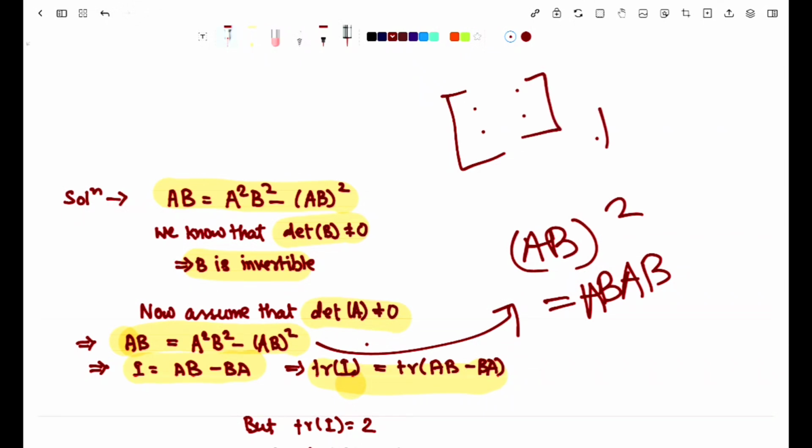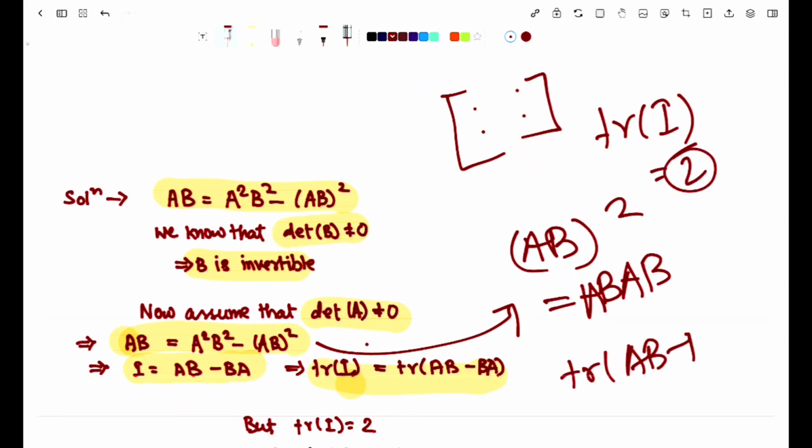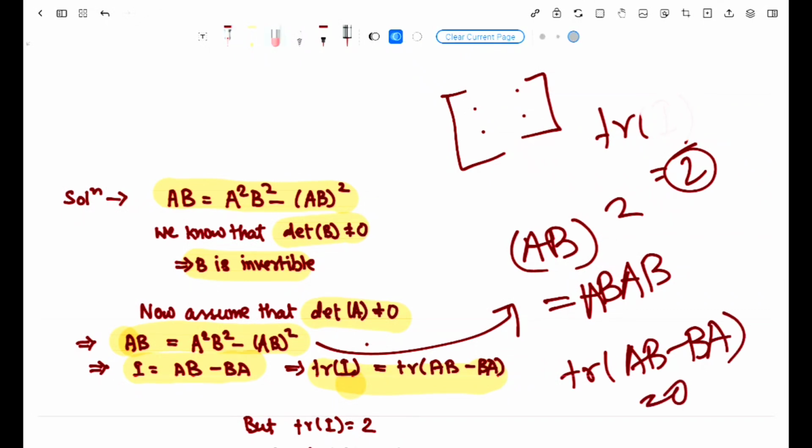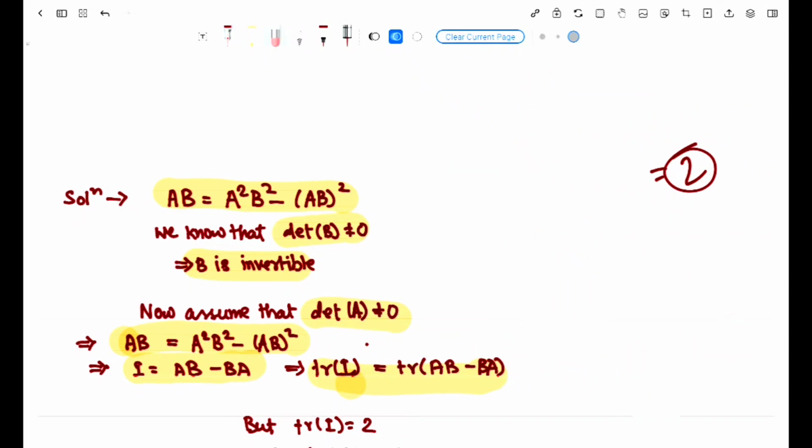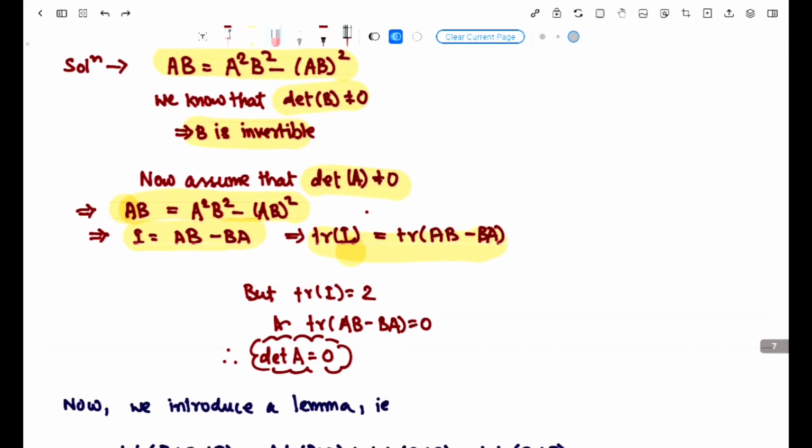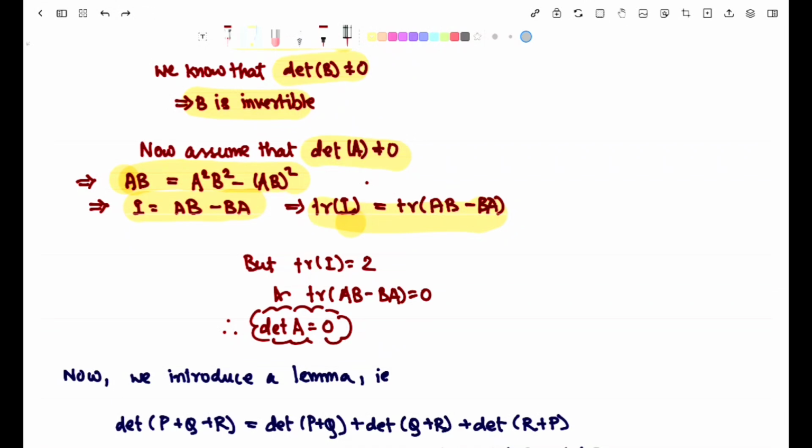So therefore the trace of I can be written as equal to 2, and the trace of AB minus BA can be written as 0, right? This can be there, obviously. Wait a minute. I was trying to remove this, but it's not working. So yeah. Now there is another lemma, right?